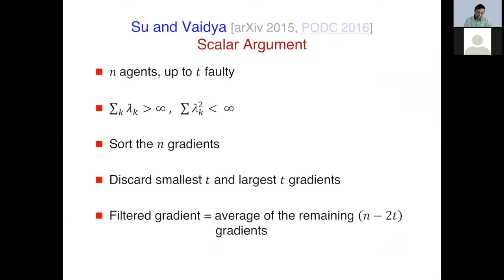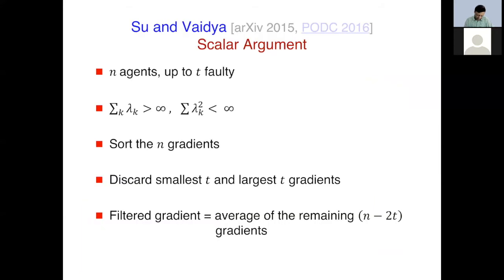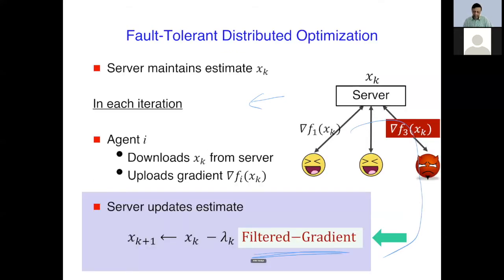And we have the steps, lambda k. This is the size of the step we take. The step size is assumed to have some properties. These are fairly standard assumptions, particularly for the step size in distributed optimization algorithms. Now, what I'm describing in the rest of the slide is actually how the filtering happens.